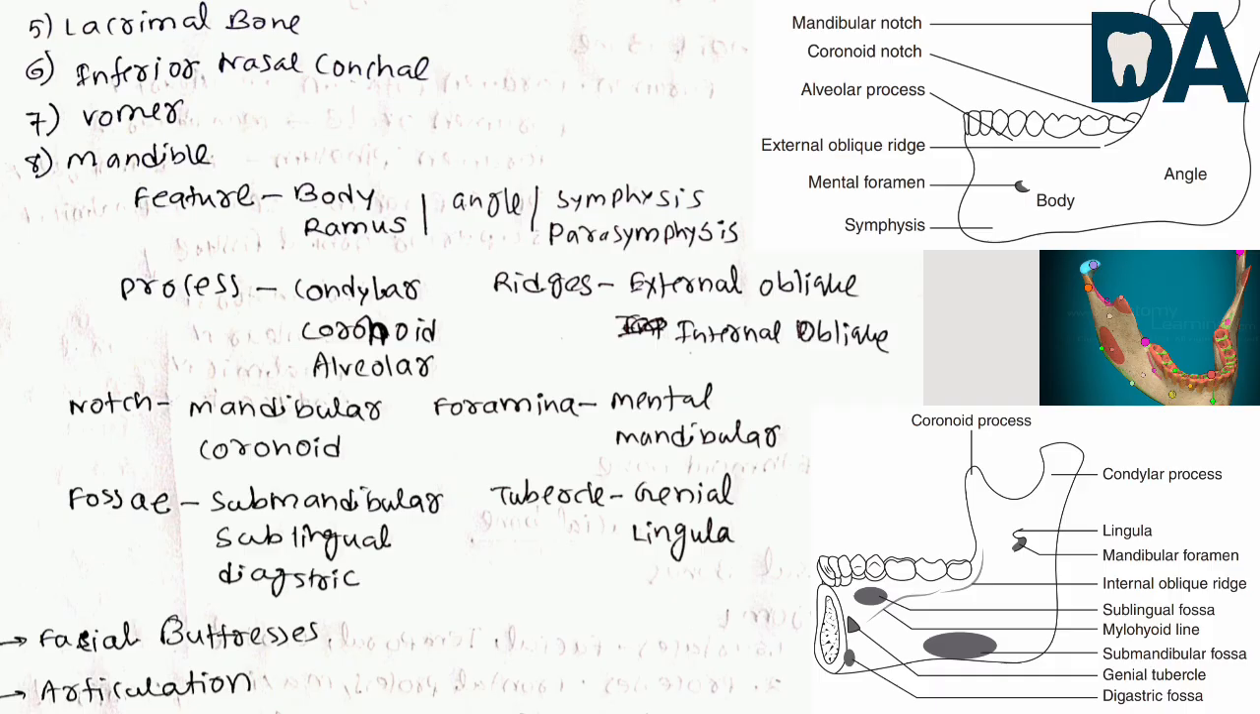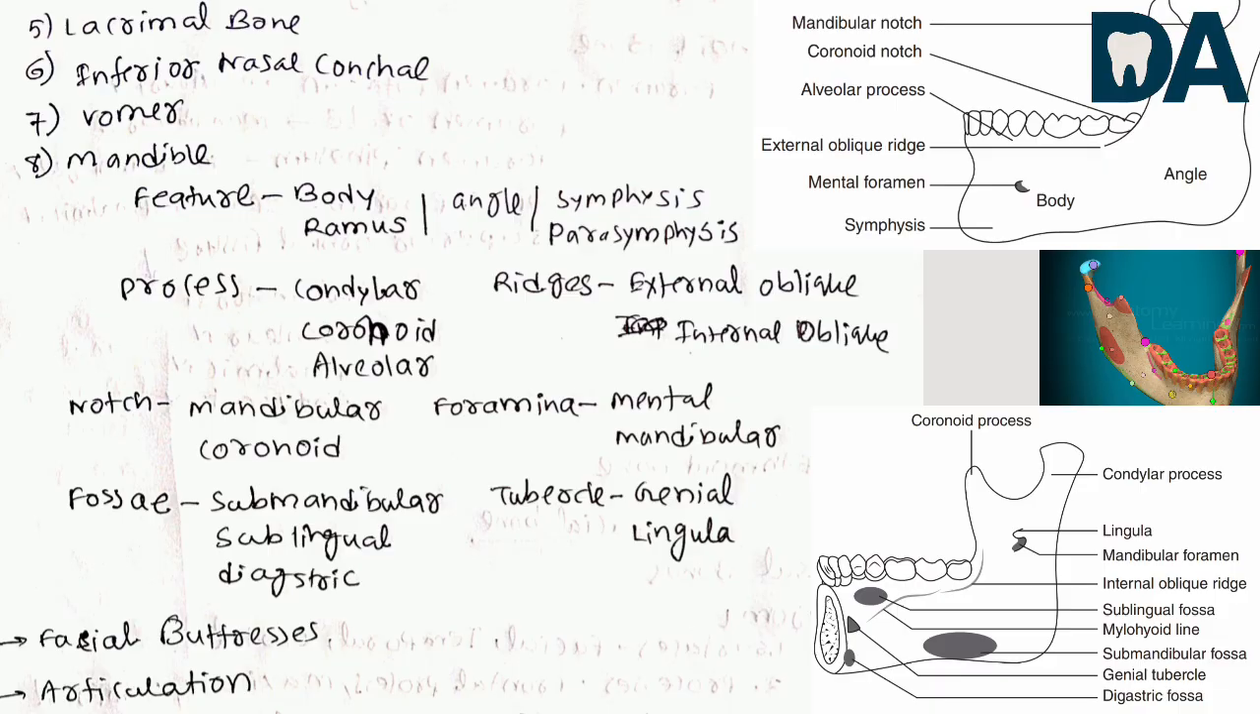Foramina. Mental foramen, mandibular foramen. Mental foramen is present on the anterolateral aspect of the body of the mandible between the two premolars. The mental nerve and vessels pass through the foramen. Mandibular foramen. Mandibular foramen is present on the medial surface of the ramus. The inferior alveolar nerve and vessels are transmitted through the foramen.